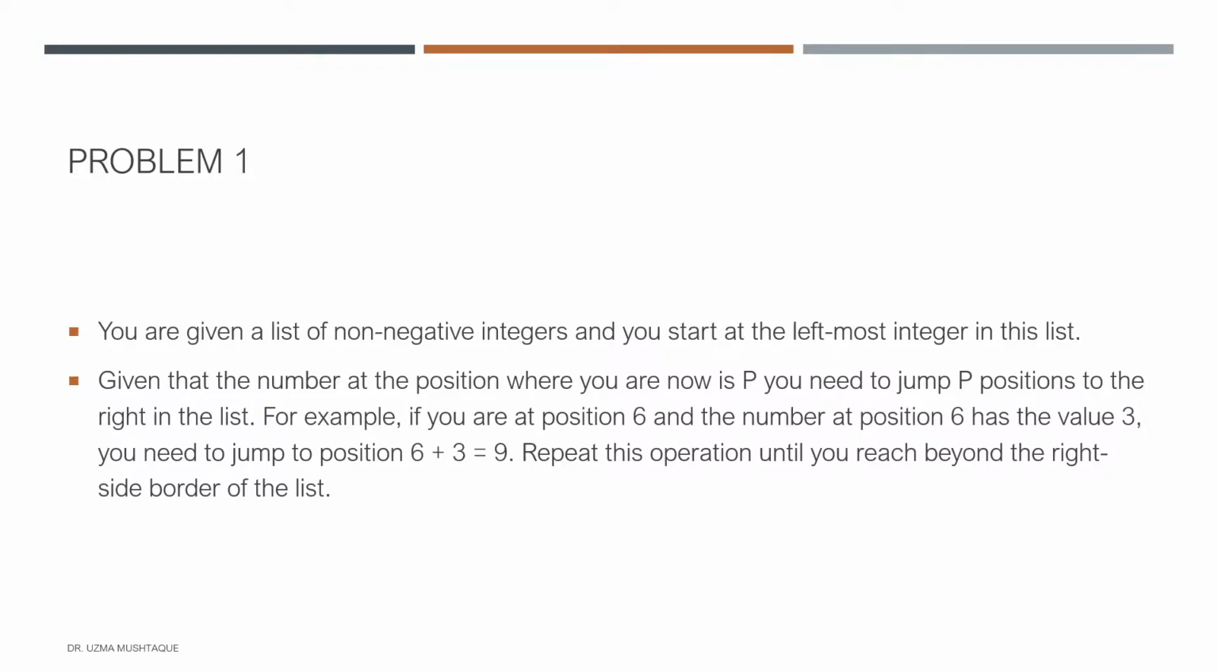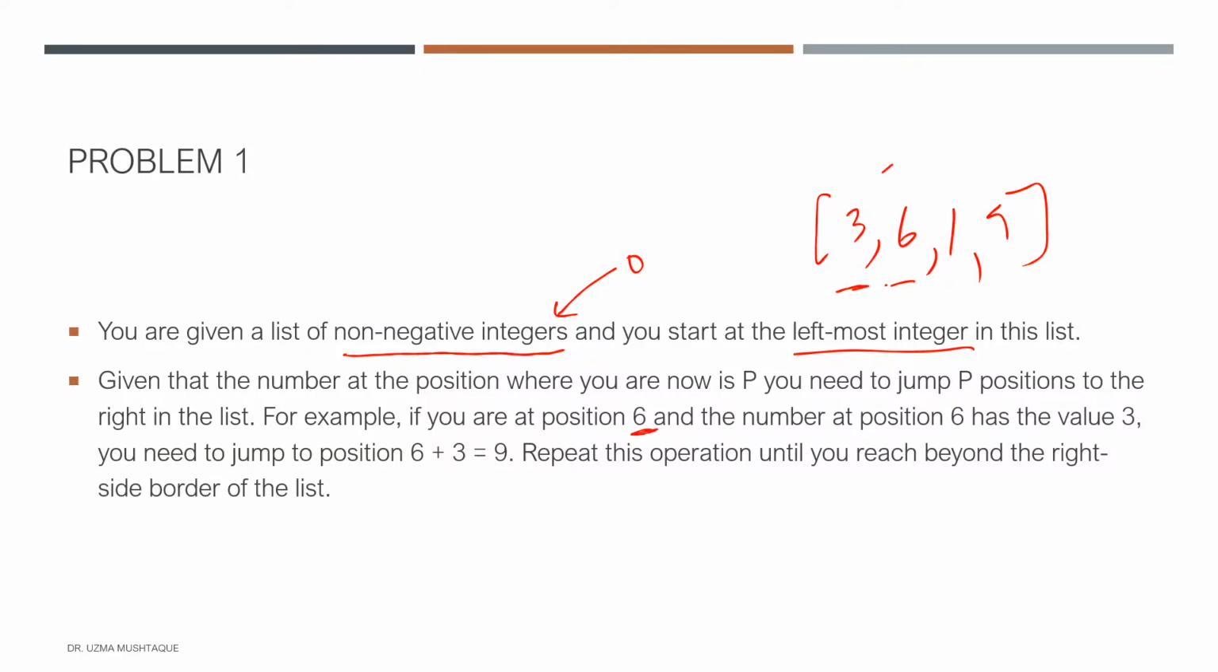The first example we are looking at is: you're given a list of non-negative integers. That means all the numbers from 0 onwards: 0, 1, 2, 3, 4, and so on. You start with the leftmost integer in the list. Let's say you're given a list of numbers 3, 6, 1, 9, and so on. For example, if you are at position 6, where position means the index, and the number at position 6 has the value 3. So you already know in a list, every element has a value. For example, this is value 3, position 0, and so on, right? You need to jump to position 6 plus 3. So simply add the value and the position and keep going on.